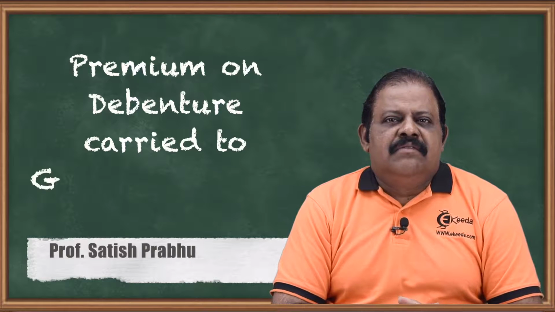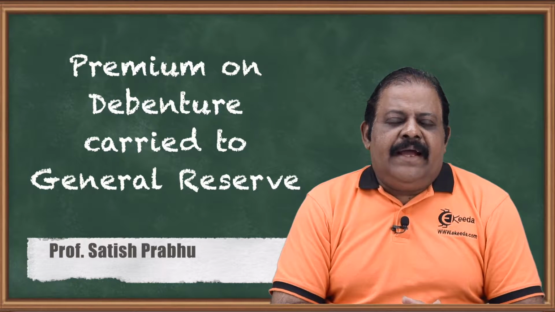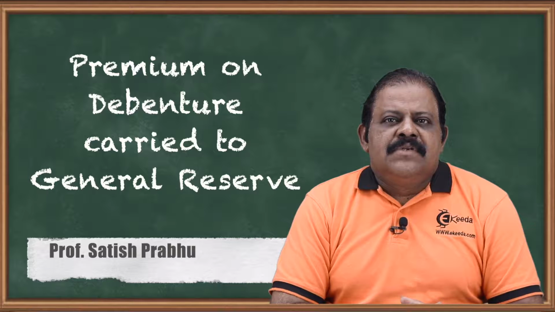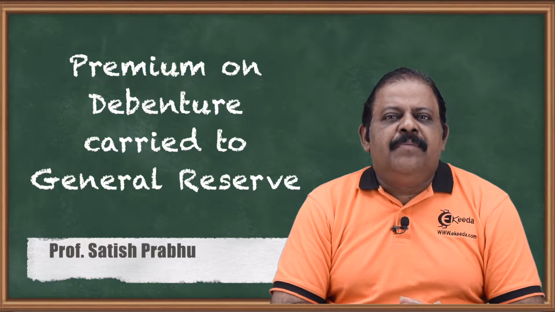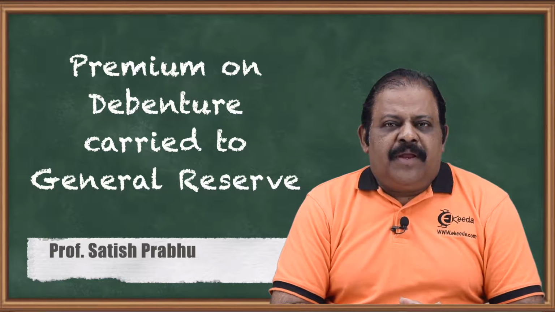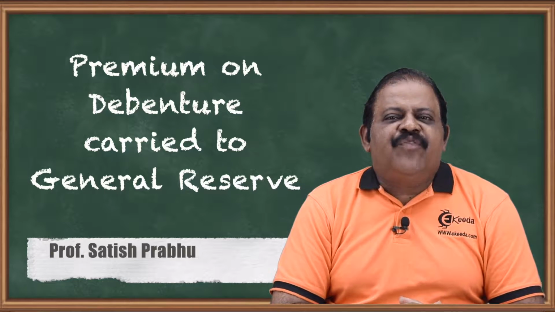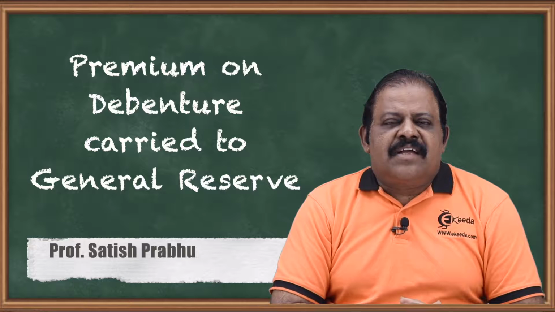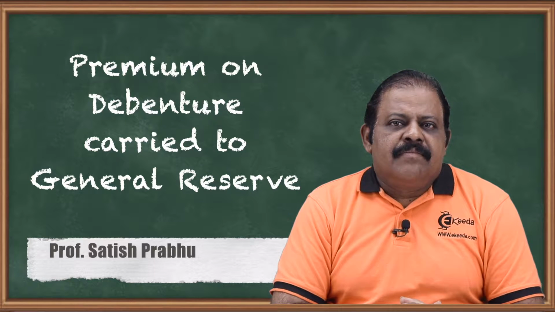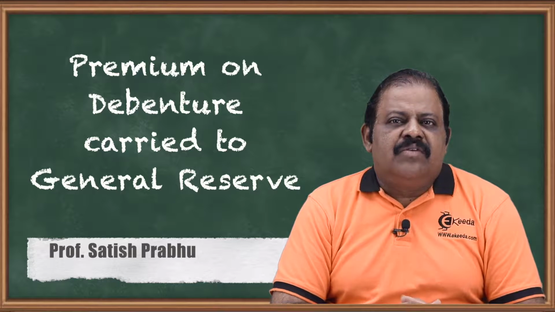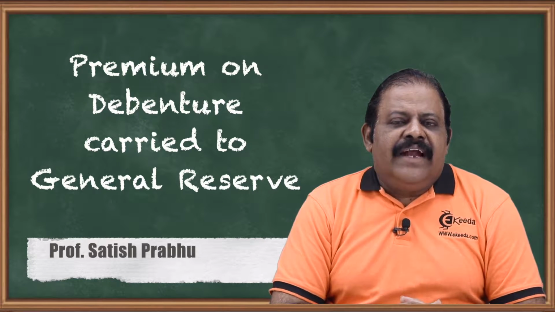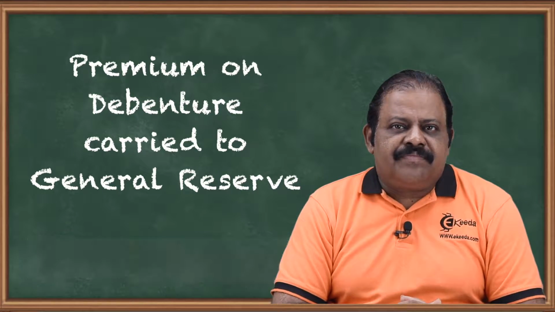Hello friends, debenture is a debt taken by company. Sometimes company issues debenture at a premium. This premium is profit for the company. This is a capital profit. Company may transfer this amount to general reserve as indicated in this question. Let us read question.